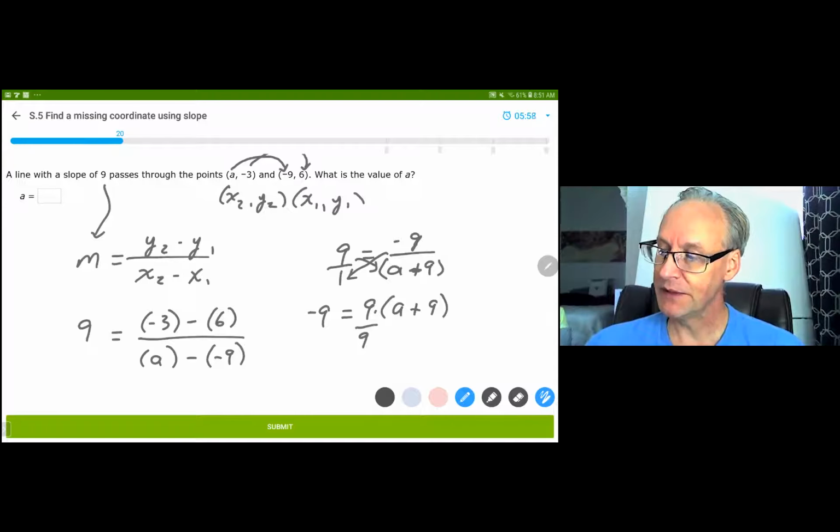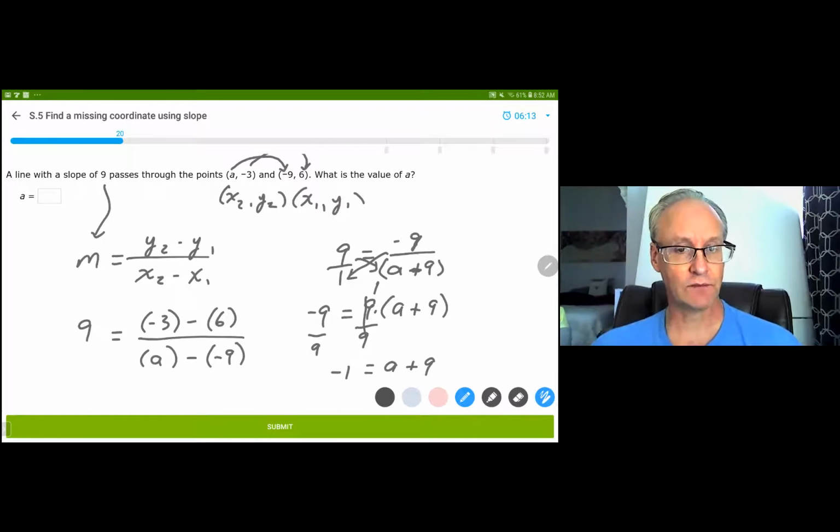Now, a lot of people are going to just automatically start distributing the 9, and it'll work. It's just this is a shorter version. 9 divided by 9 is 1, and I have negative 1 is equal to a plus 9, and we're almost done. We have to subtract 9 from both sides, and I'm going to just put it right here, minus 9. So a is equal to negative 10, and then we're done.